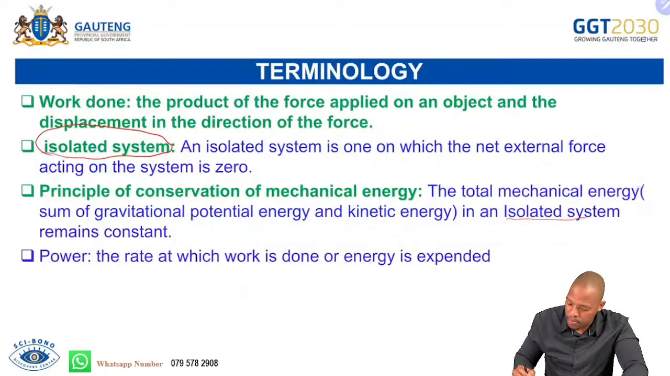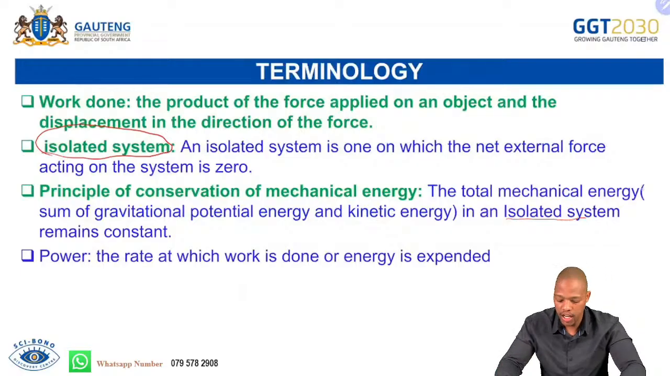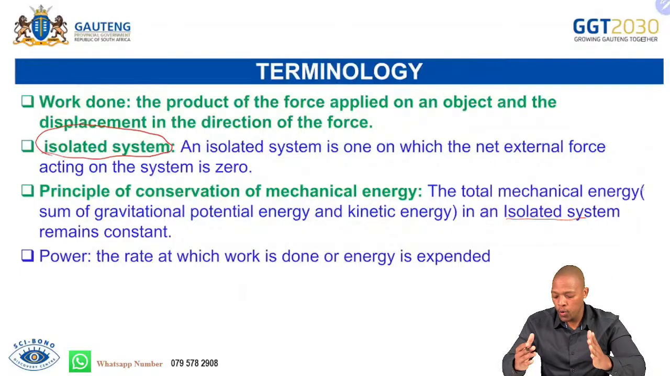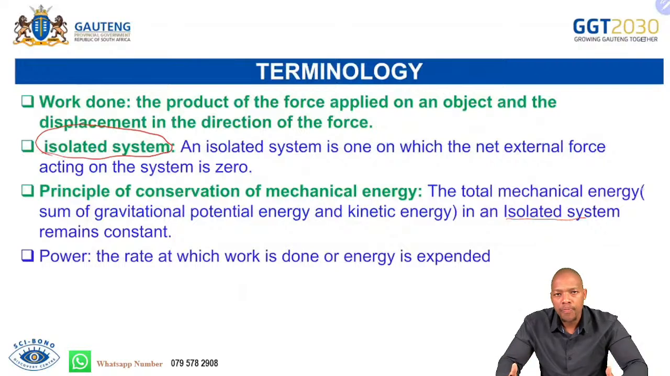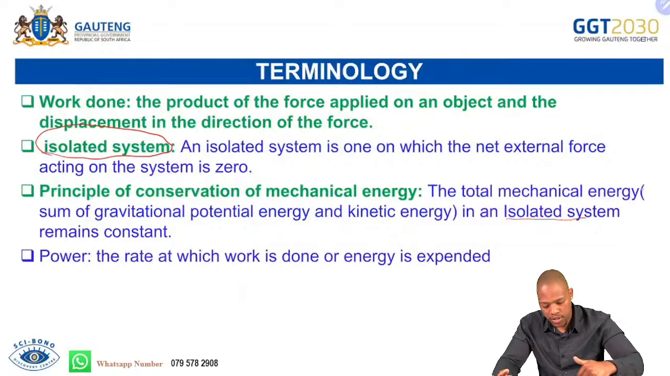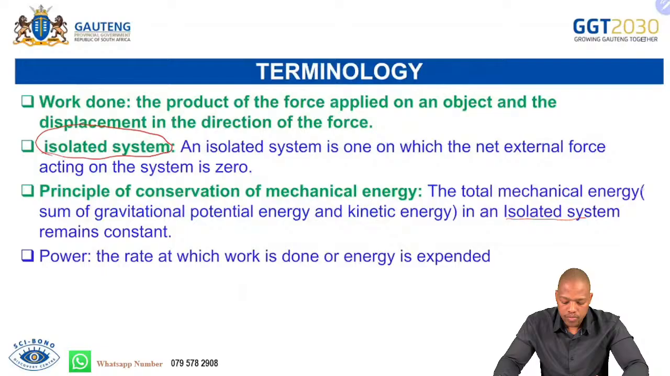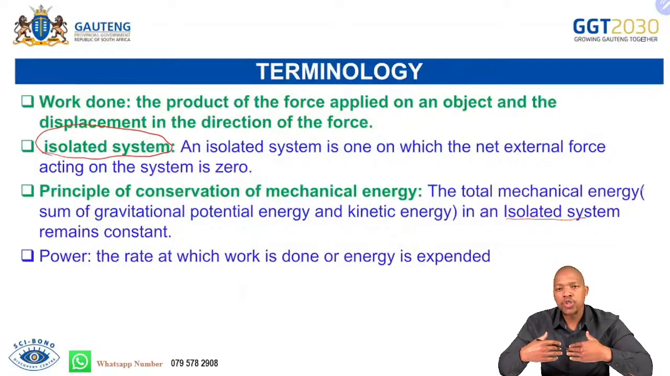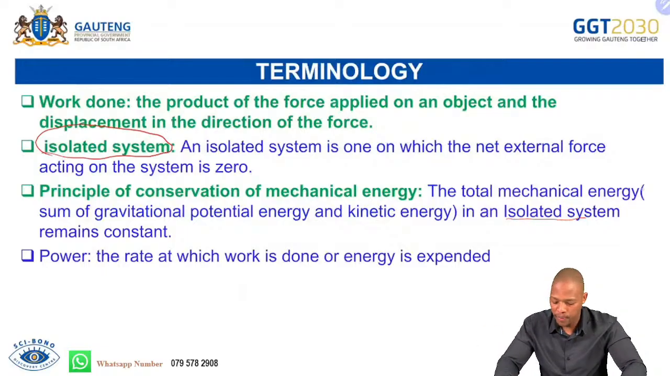You would notice there that in bracket, I have sum of gravitational potential energy and kinetic energy. So you can choose to state it in two different ways. The total mechanical energy in an isolated system remains constant, that's good. Or one can say the sum of gravitational potential energy and kinetic energy in an isolated system remains constant, because this is still mechanical energy. Or you can just rather choose to state the whole thing as it is coming from the examination guideline. The total mechanical energy, open bracket, sum of gravitational potential energy and kinetic energy in an isolated system remains constant.